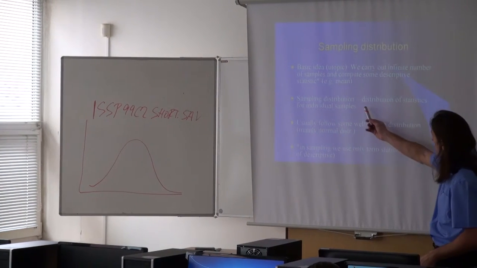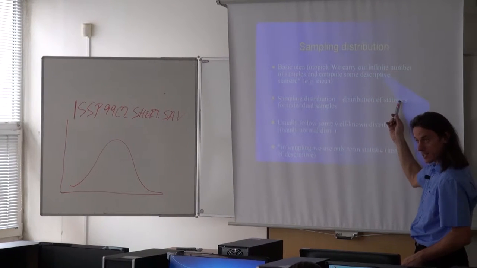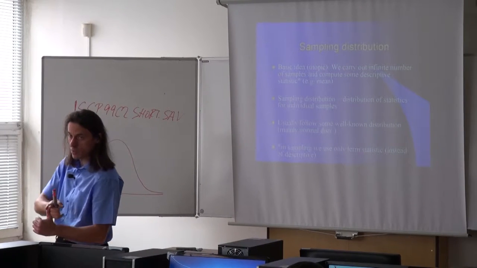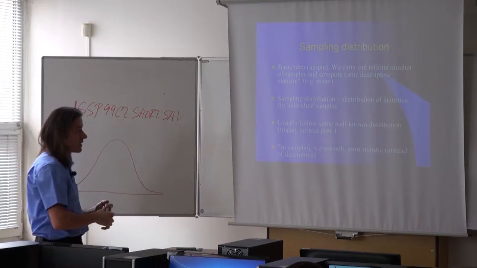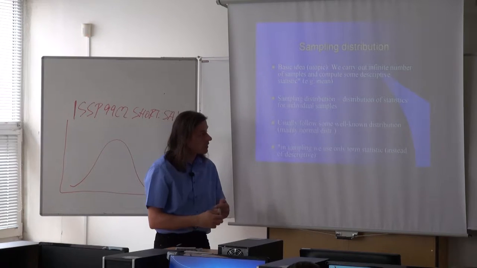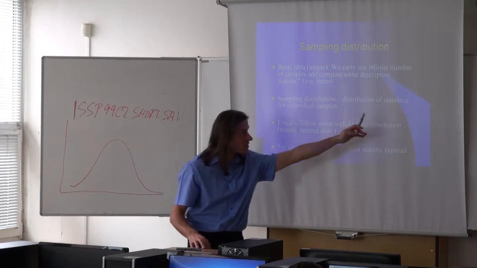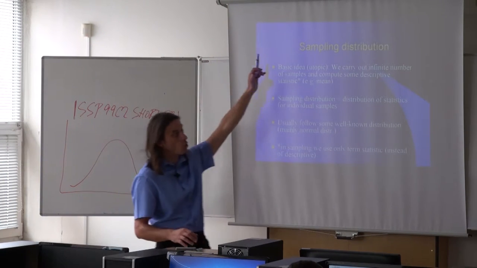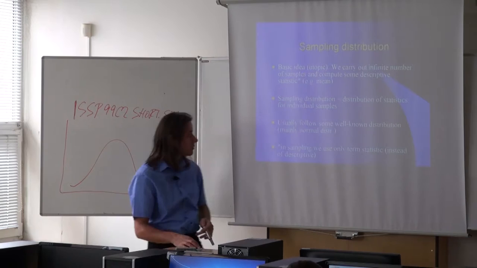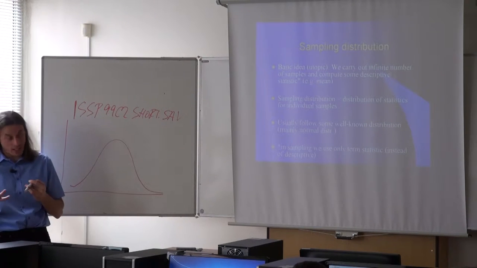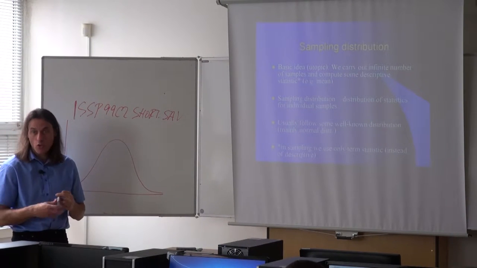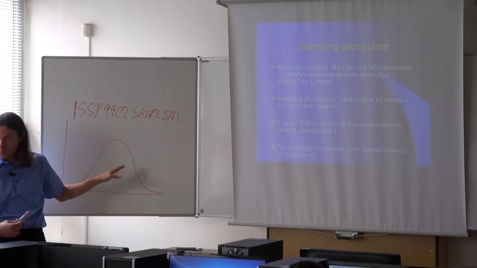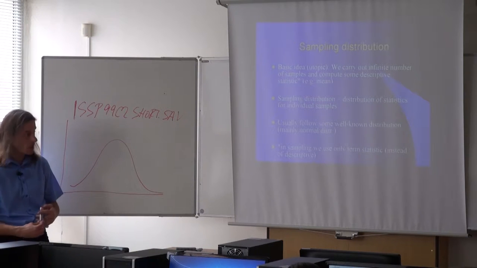So sampling distribution is the distribution of some statistic in which we are interested. It can be an average, it can be a proportion, it can be another statistic we would like to compute. If we compute the distribution of these statistics in an infinite number of samples, we have what we call a sampling distribution. And usually these sampling distributions follow some well-known theoretical distributions, mostly the normal distribution. That's why we discussed this model last time.